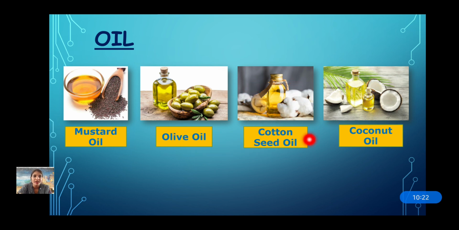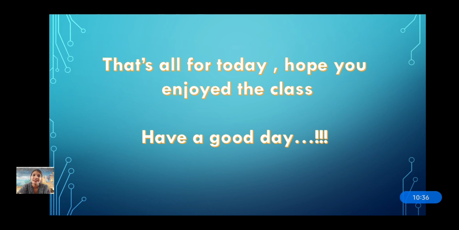Coconut oil, cotton oil. There are different oils like sunflower oil, then there is groundnut oil. Okay, so plants also give us oil. And that's all for today. Hope you all have enjoyed the class and understood how plants are useful for us as food.